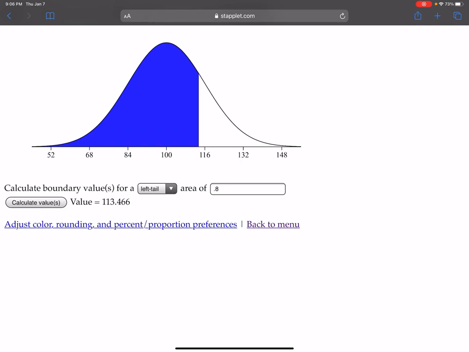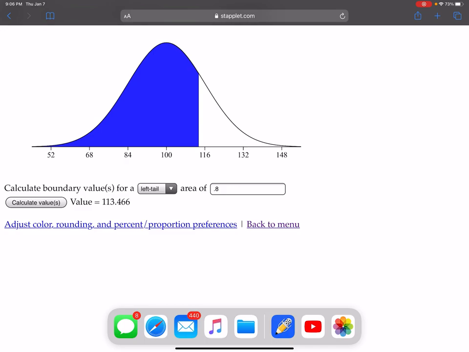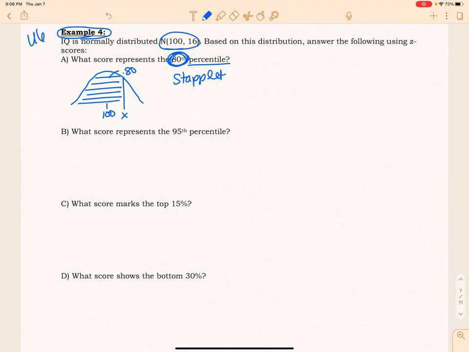Well, the value it gives me is 113.466. All right, so I'm going to go back to my notes here. All right, well, clearly we can't have an IQ of 0.4, so I'm just going to round this to 113. So I expect 80% of people to have an IQ of below 113. That's pretty much what that tells me. All right, the other way you can do this is using the chart.